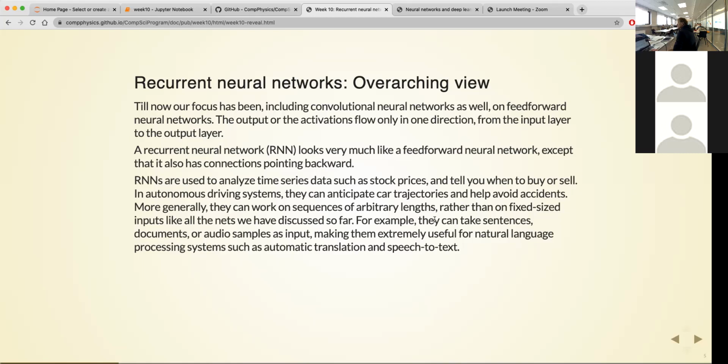They can also take sentences and documents or audio samples as input, and that makes the recurrent neural network extremely useful for what is normally called natural language processing, such as automatic translation and speech to text. So many of the machine learning algorithms for language recognition are actually based on recurrent neural networks. So it's an interesting application.